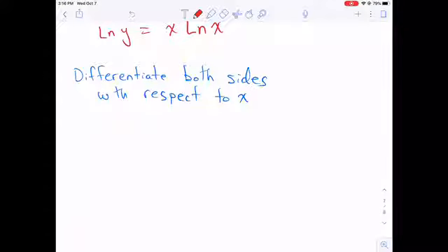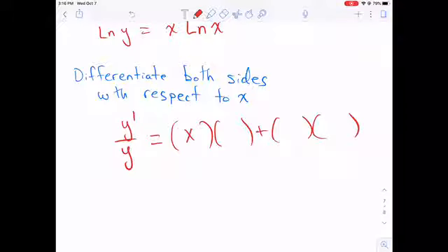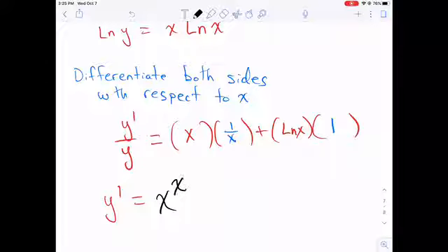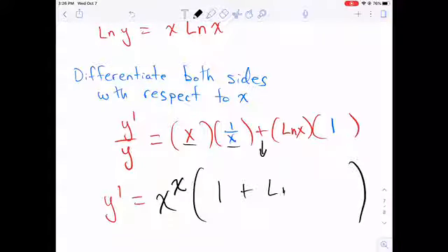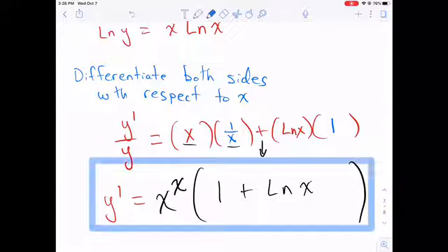From here, we differentiate both sides with respect to x. As usual, we get y prime over y. For the right-hand side, we'll need the product rule. So one factor here, one factor goes there. Differentiate the easy one first. The derivative of x is 1. The derivative of ln x is 1 over x. So y prime is now equal to y multiplied by whatever this is. Well, it simplifies a bit. The x and the 1 over x combine to give you 1. And then we just have ln x. And there's your answer.